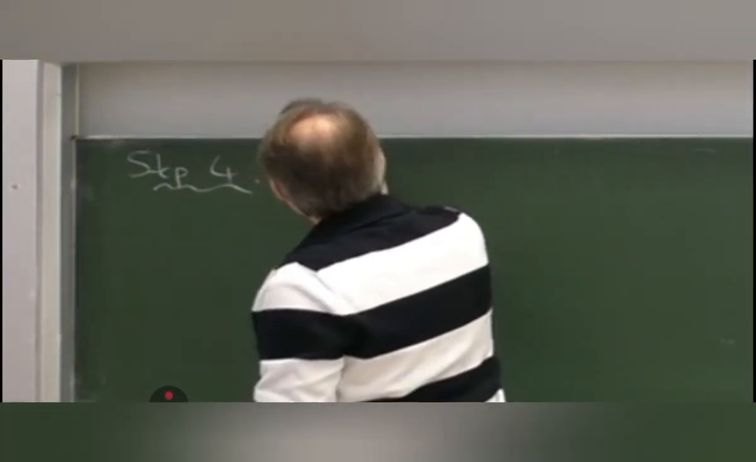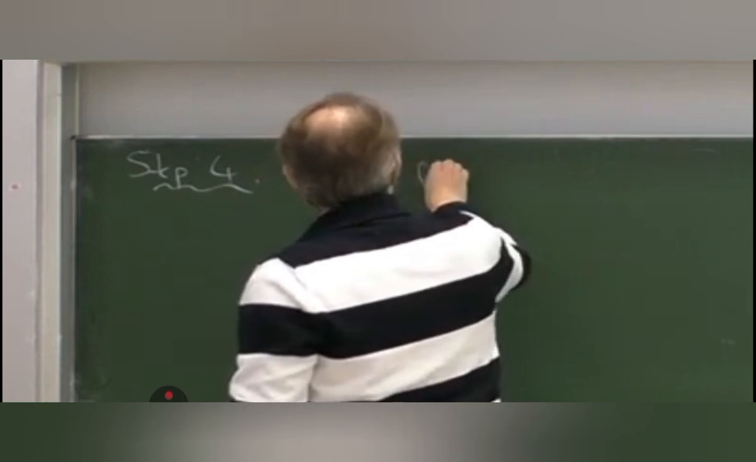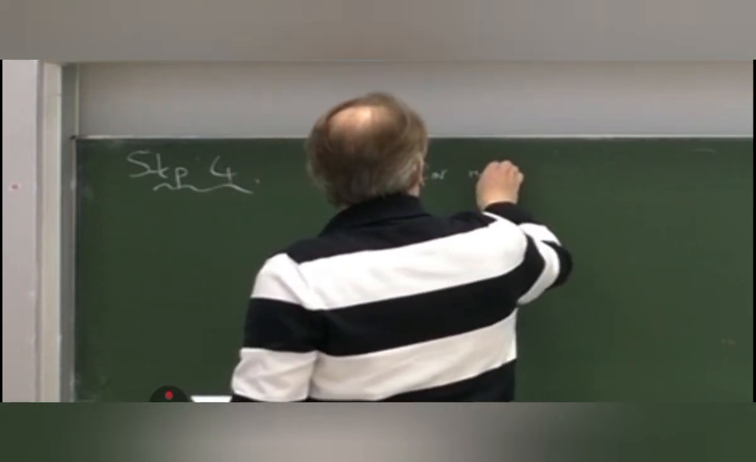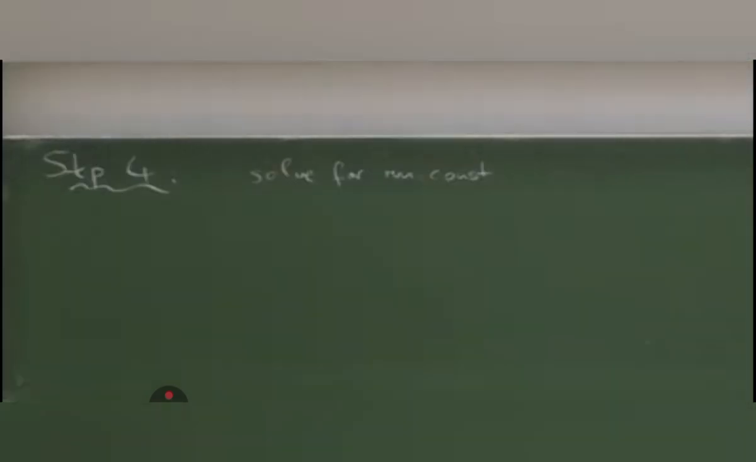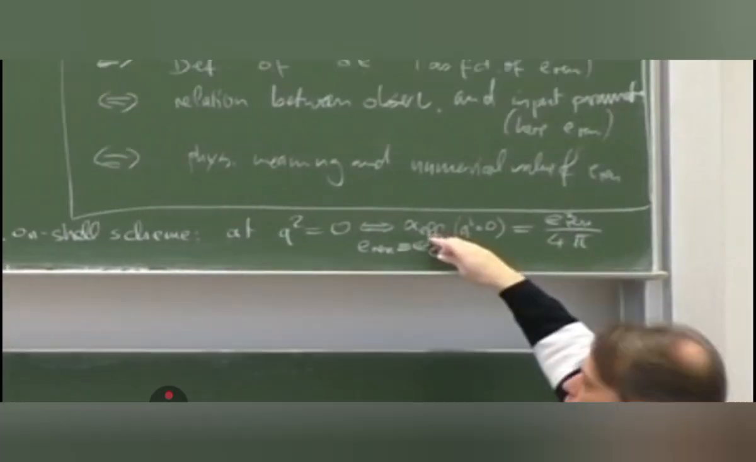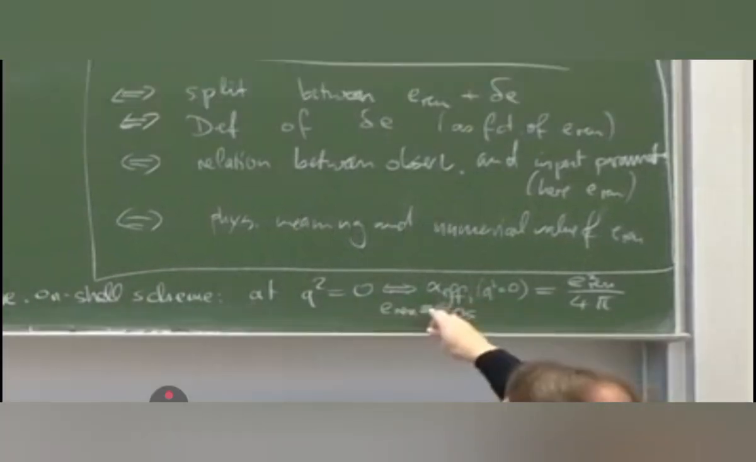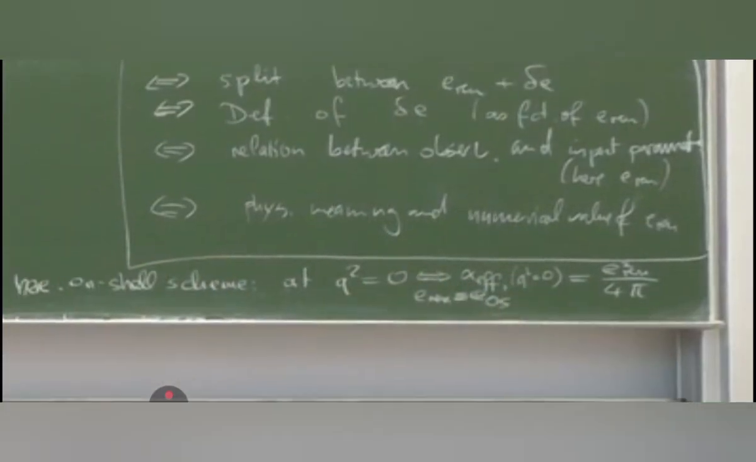So we solve for the renormalization constant. We have imposed a renormalization condition which fixes our split, delta E and E renormalized, but the condition is formulated as a relationship for the renormalized charge, and now we have to solve what that relationship implies for the delta E. What does it imply?